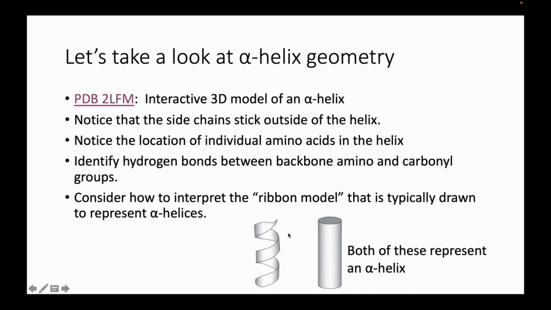So oftentimes in proteins, we see an alpha helix like this, or we can also see just a cylinder. Both of these represent an alpha helix. So think about some of the ways that this representation is useful and some of the ways that it might be kind of limiting. So let's go take a look at that.